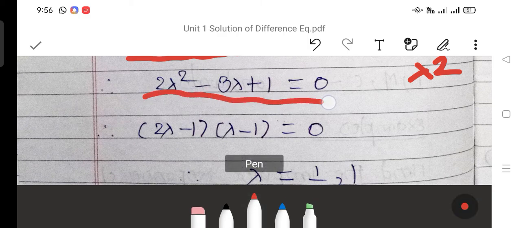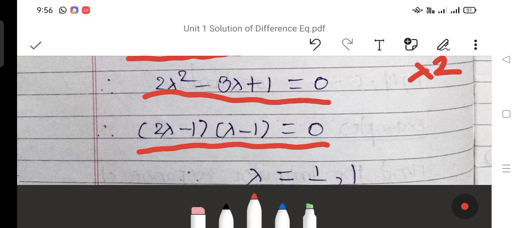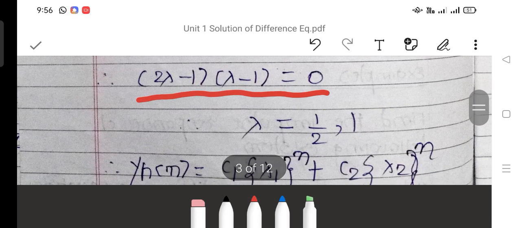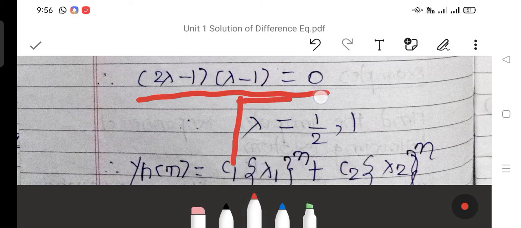Then we will factorize this. After factorization we get the factors 2 lambda minus 1 into lambda minus 1. Simply, this is a quadratic equation. Either you use a calculator or your simple method. How to solve a quadratic equation, you know this. Now we get two values of lambda, that is lambda equals 1 by 2 and 1.